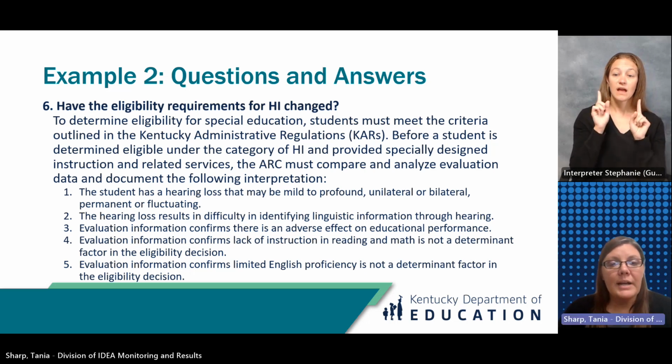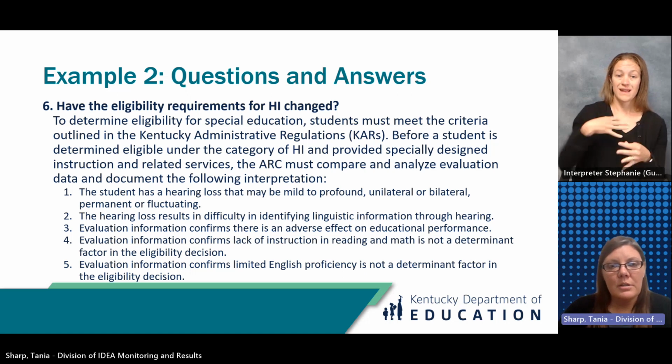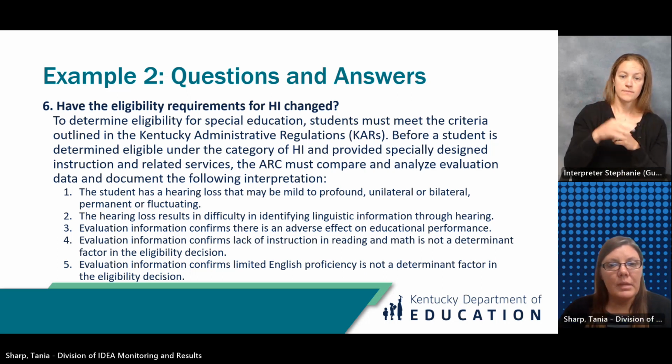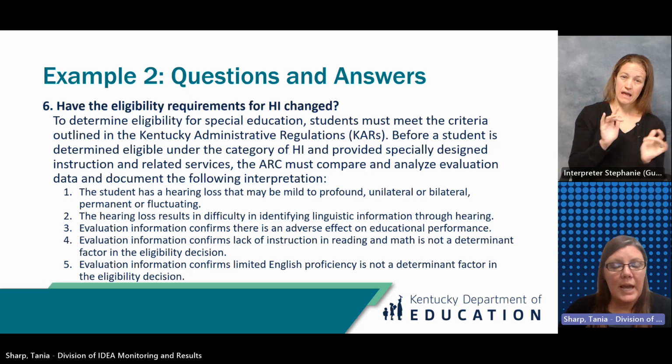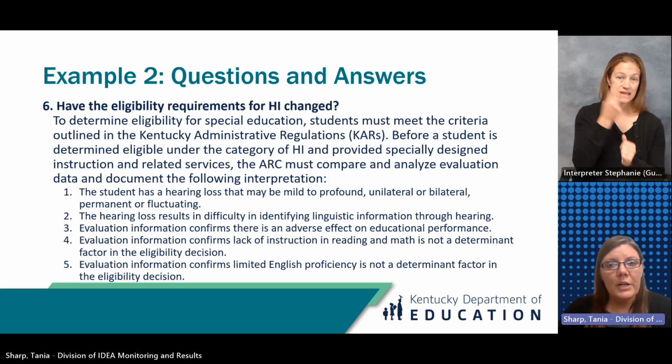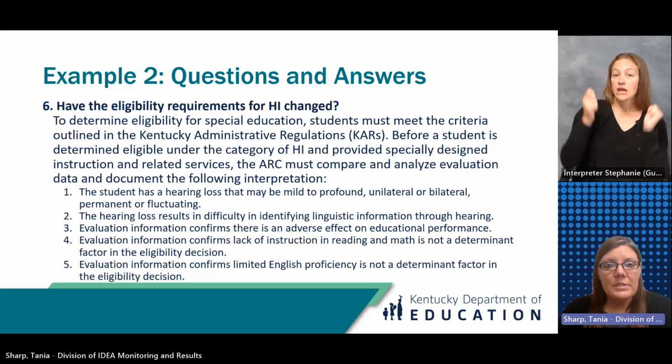The answer provides, to determine eligibility for special education, students must meet the criteria outlined in the Kentucky Administrative Regulations. Before a student is determined eligible under the category of hearing impairment and provided specially designed instruction and related services, the Admissions and Release Committee must compare and analyze evaluation data and document the following interpretation. Number 1, the student has a hearing loss that may be mild to profound, unilateral, or bilateral, permanent, or fluctuating. Number 2, the hearing loss results in difficulty in identifying linguistic information through hearing.